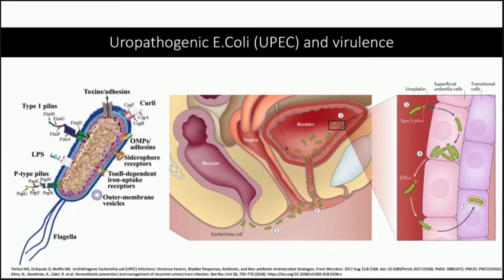Then UPEC will multiply to form intracellular bacterial communities, or IBCs. And then finally, we will see the efflux of UPEC from IBCs, and that will result in the reinvasion of nearby cells and the formation of quiescent intracellular reservoirs in the transitional cells, which can actually remain in the host cells for several months.